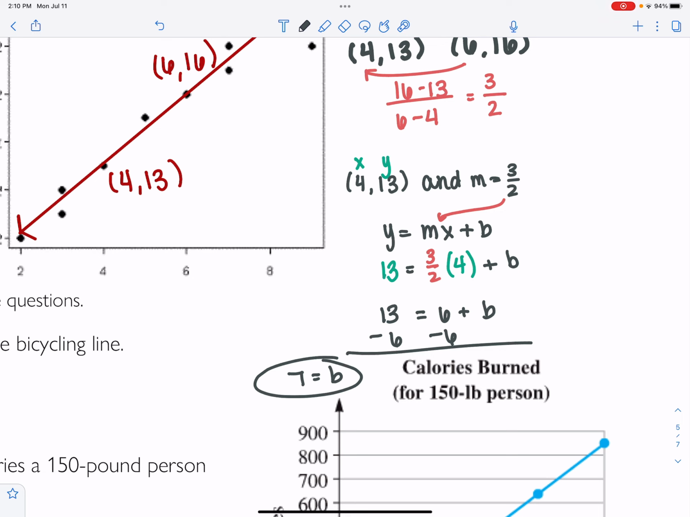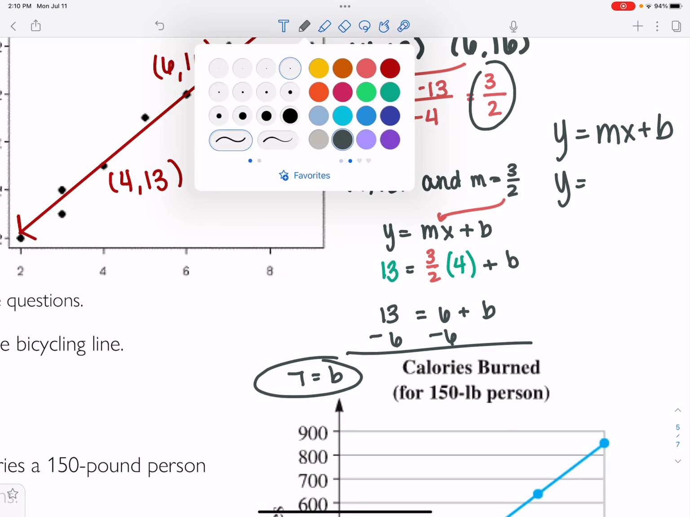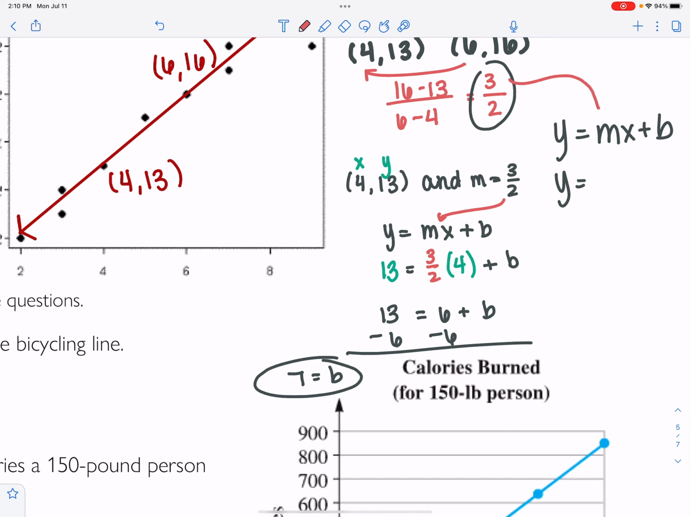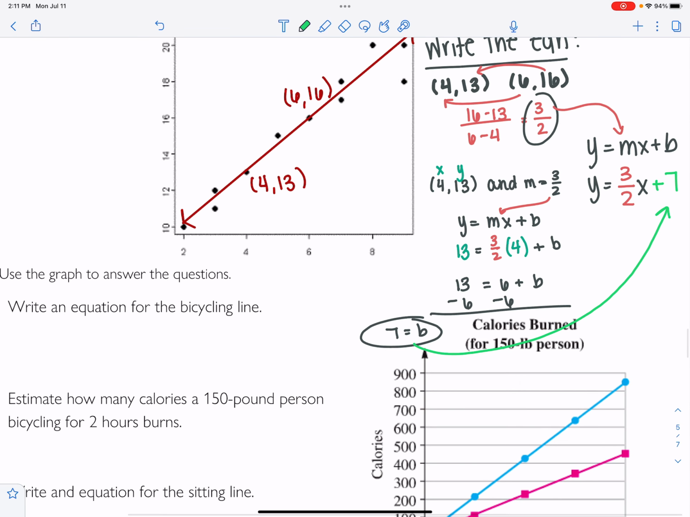Now from here, I'm going to write my equation as y equals mx plus b, but m we found to be 3/2, x plus b we found to be 7. And so the equation of my trend line is going to be y equals 3/2 x plus 7.